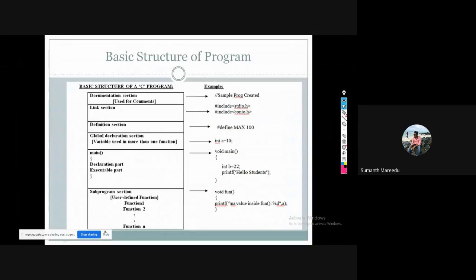With this I just want to stop for today, because we have one topic left, which is the basic structure of how to write a program. After completing that, we can start writing programs, maybe in the next class or the one after. I'll show you how to write a program. With this, I'll stop today's session.